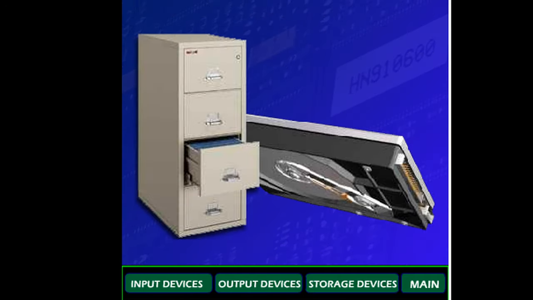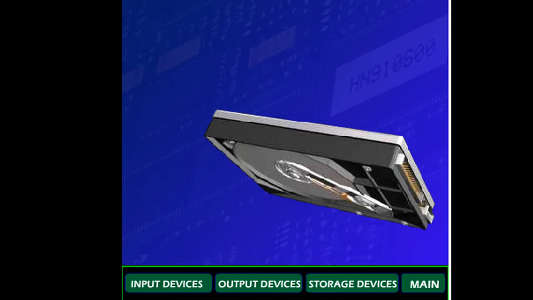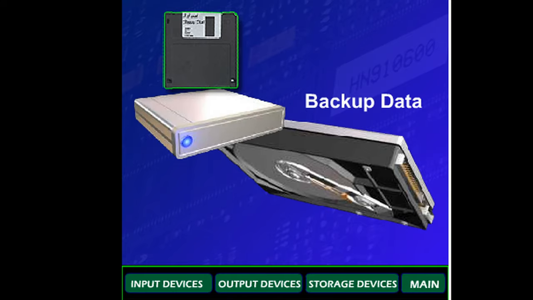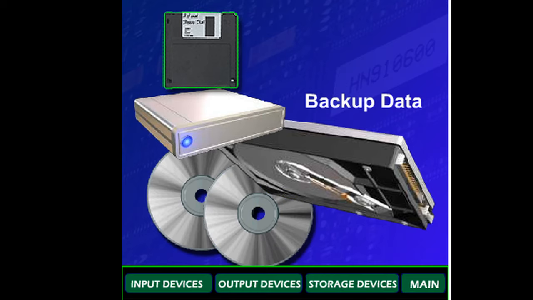Hard drives are considered permanent storage devices, but they are not indestructible. The best way to protect yourself against hard drive failure is to back up important data on floppy disks or other storage options, such as external hard drives, writable CD-ROM, or DVD media.